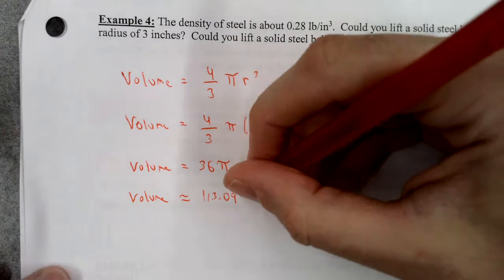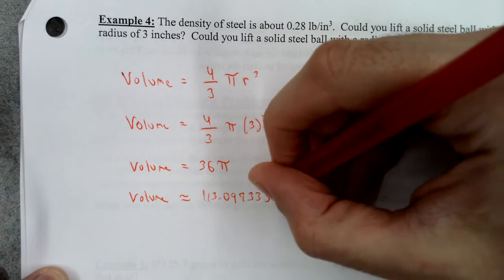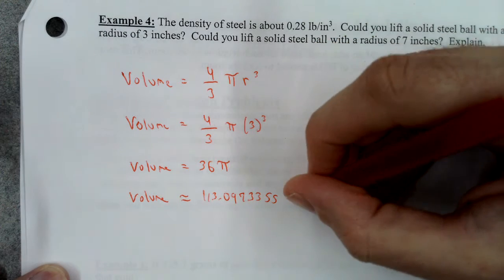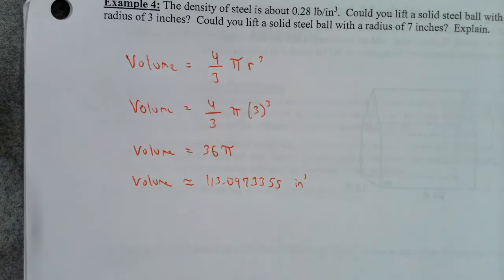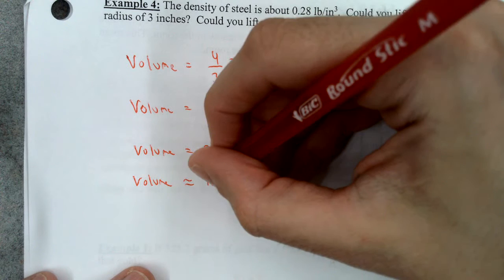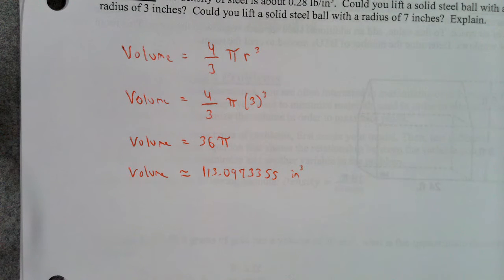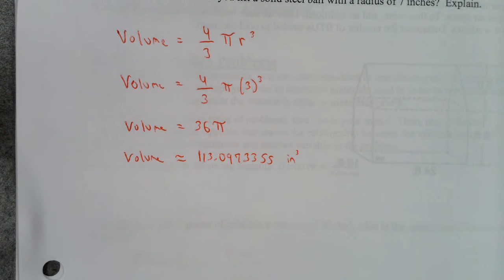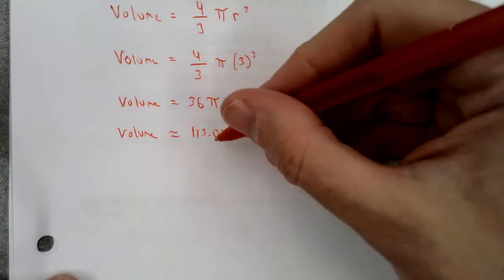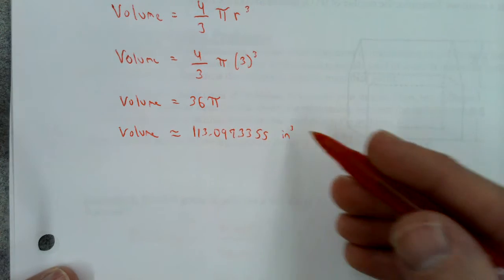113.0973355 cubed. Now what you're going to do is convert that to pounds. Okay? So let's do a conversion. We start with this, because this is the volume. We start with that.